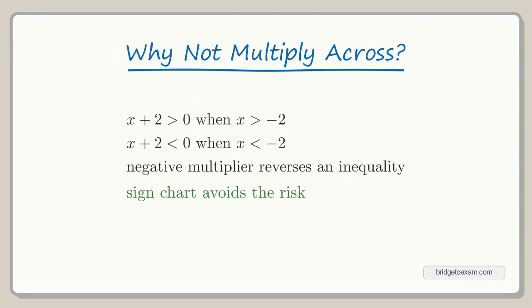Multiplying both sides by x plus 2 would be risky because x plus 2 changes sign depending on x. If the multiplier is negative, an inequality sign reverses. The sign chart avoids that trap by testing the expression directly on intervals.